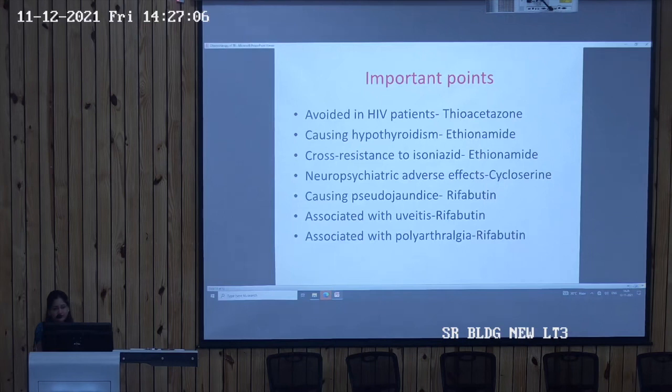Avoided in HIV patient, thioacetazone. Remember, from the MCQ point of view, they are avoided in HIV patient, thioacetazone. Hypothyroidism is seen with ethionamide. Cross resistance to isoniazid, ethionamide. Neuropsychiatric adverse effects, cycloserine. Again, neuropsychiatric adverse effects were also there. Psychosis was also seen with isoniazid. Causing pseudojaundice, uveitis or polyarthralgia, rifabutin. Okay, rifabutin also causes this. Uveitis can also be there with ethambutol.